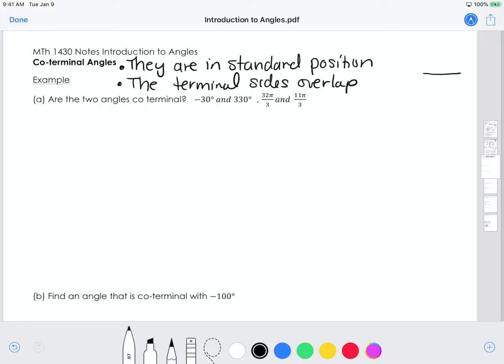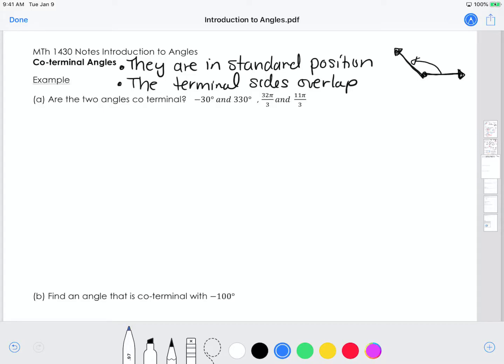if I had an angle in standard position, meaning it starts on the positive x-axis and it swings open, let's say it swings open to this position. That's the first angle. Now let's say I do a second angle, I'll do it in blue.